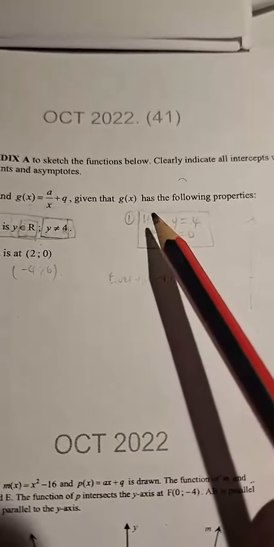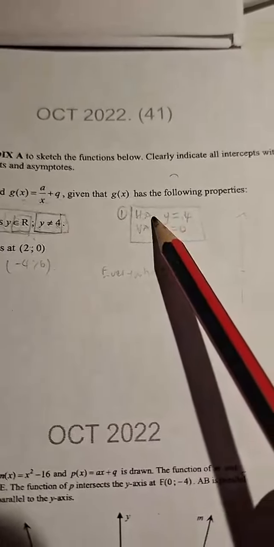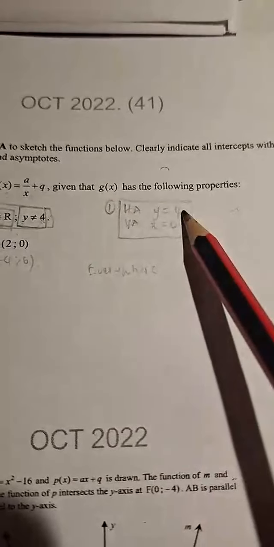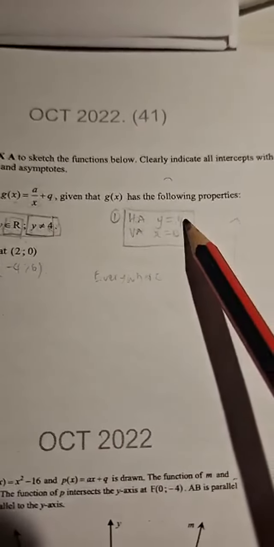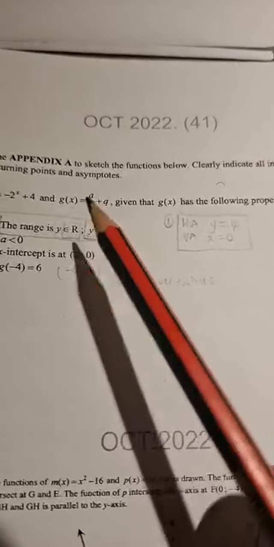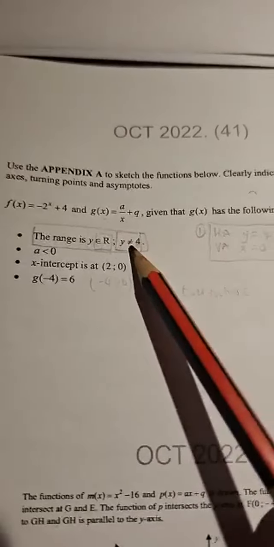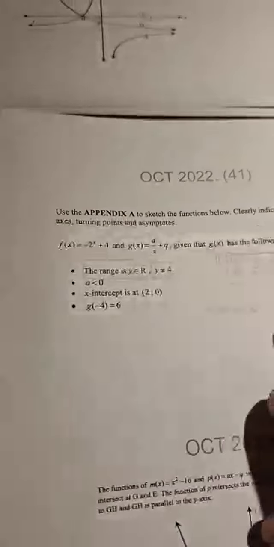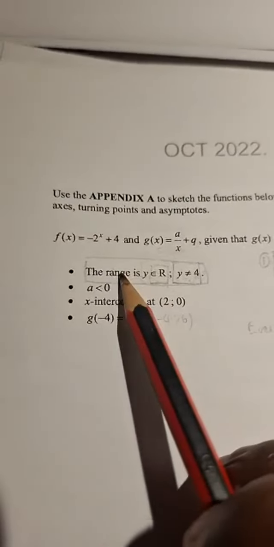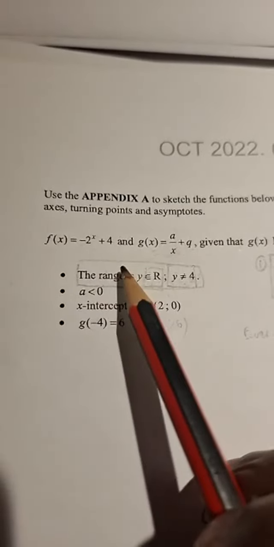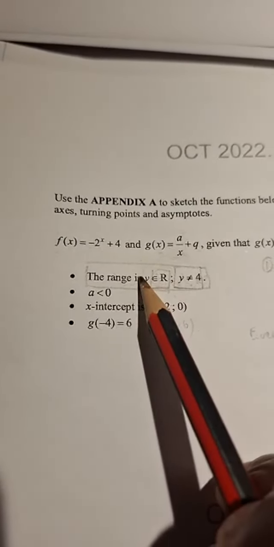And that makes sense, because if y cannot be 4, then the place where the function is not found is what we call the horizontal asymptote. So y is equal to 4 is our horizontal asymptote, the place where the function is not found, or where the function does not exist. Then, as I said, range tells me the possible y values, the possible y values where the function exists.